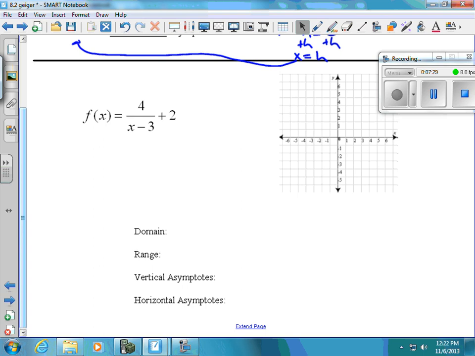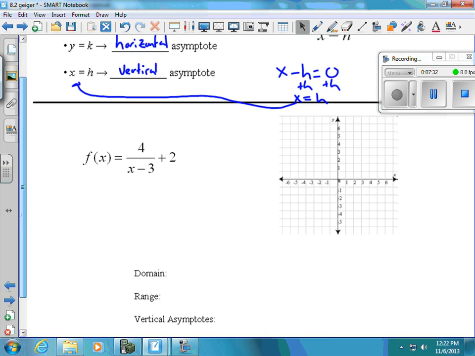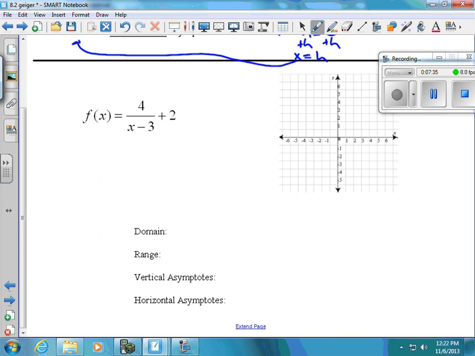Well, our vertical asymptote, remember, is x equals h. So to find our vertical asymptote, we're going to have to solve the equation x minus 3 equals 0. We add 3 to both sides, so x equals 3. So our vertical asymptote is x equals 3. We go over to 3 on the graph, and I'm going to draw a dotted vertical line. I make it dotted because it's not part of the graph. It's an imaginary line that we're just highlighting to show that that's the dividing point. So that's our vertical asymptote, or our imaginary vertical fence.